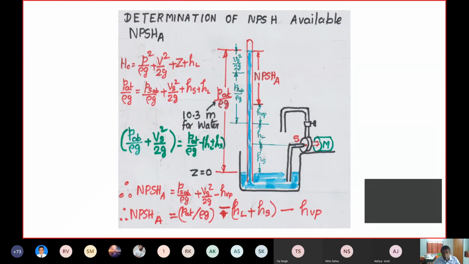So next, the definition of NPSH available is the suction head absolute divided by rho g plus Vs square by 2g minus the vapor pressure head. So finally you will get NPSH equal to P atmospheric by rho g minus head loss minus suction head minus vapor pressure head. You have to subtract all the three.